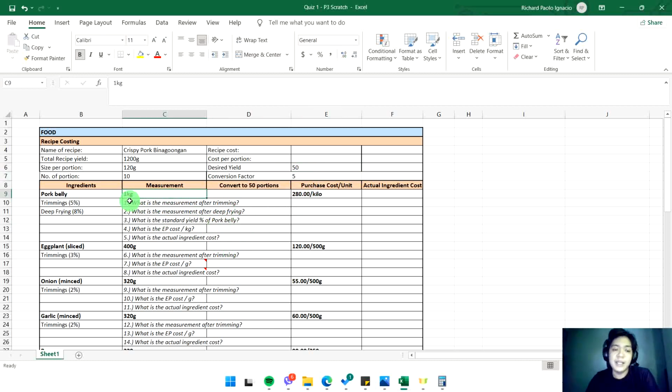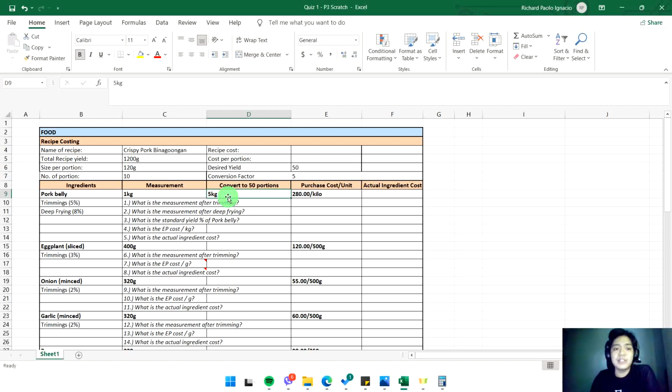Ganun lang kasimple. So that's 1 kilogram times 5. Di ko na siya i-calculator, alam na natin yan, 5 kilograms. And then iisa-isahin natin to per ingredient para mas klaro sa inyo. What is the measurement after trimming? So bumili na tayo ng 5 kilograms kasi kailangan natin ng 5 kilograms of pork belly in order for us to yield 50 portions.